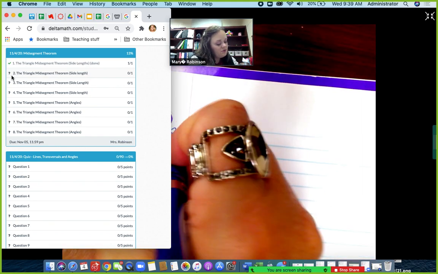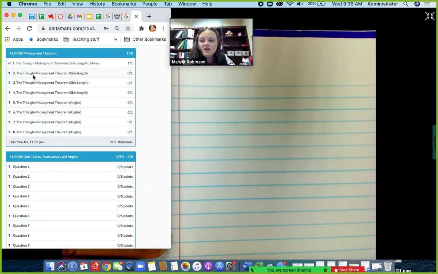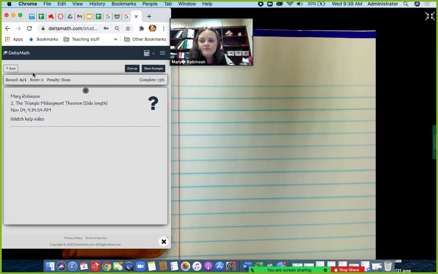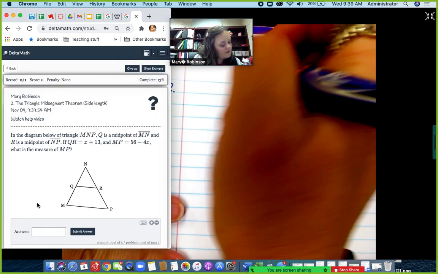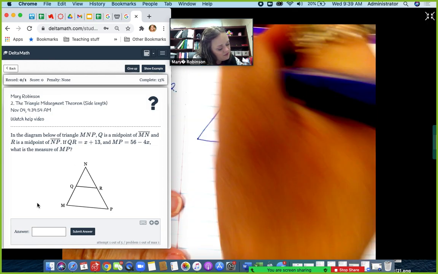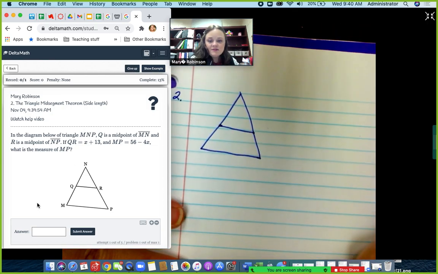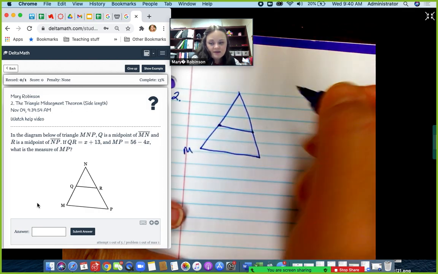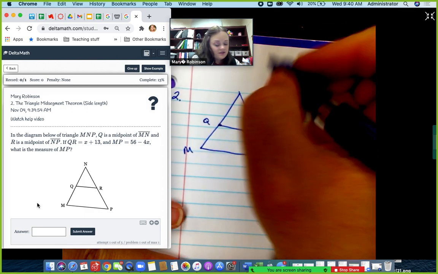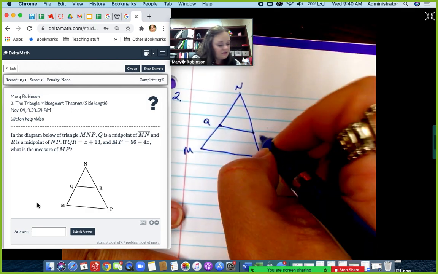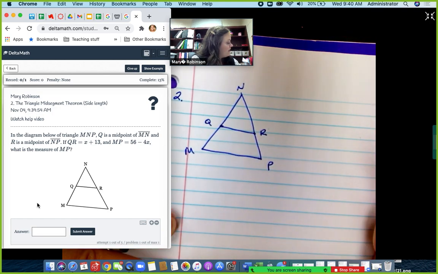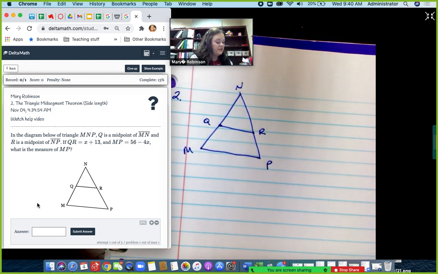So I'm going to do number 2 with you, and again, remember I said to copy the picture of the triangle. So I basically have the same triangle where I've got this midsegment. I'm going to label my letters here for my vertices and the end of my segments here. And then I'm going to fill in what I know.